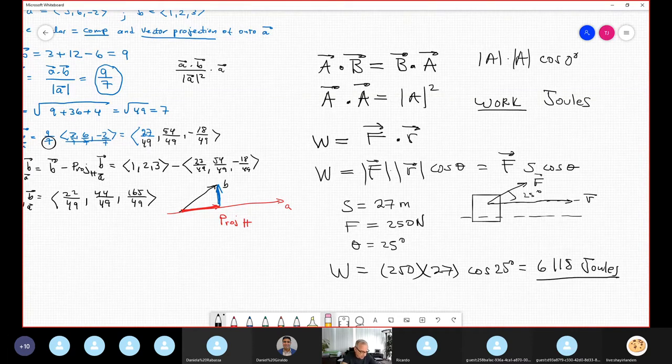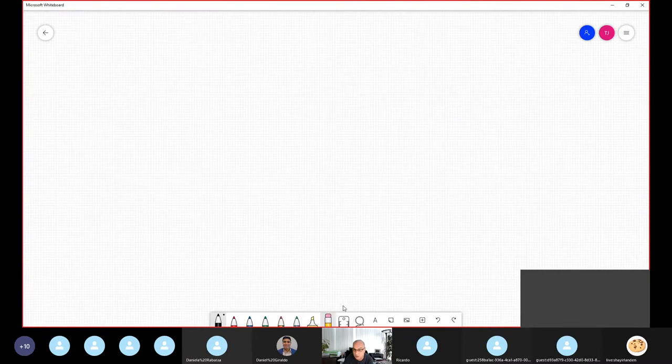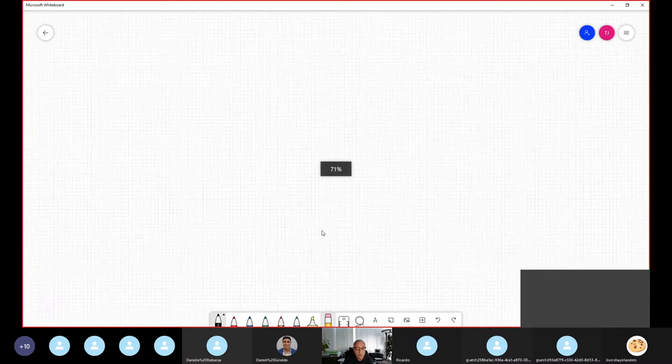But not only that. Application number one of the dot product was to determine the angle between two vectors in 3D. The second application that we started today is projections, how you break down one vector into two projections. And application number three is the computer work. I promise that we will use these at several moments throughout the course. Any question? Easy, right? Easy or no? Come on, guys. I want you to participate in the chat.